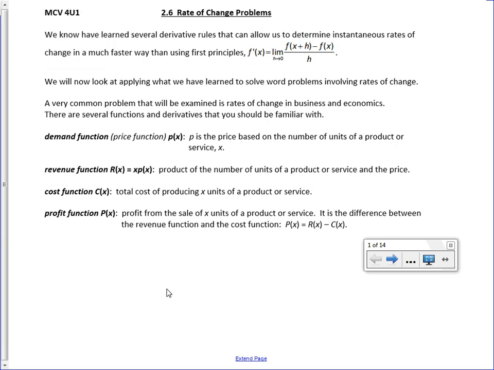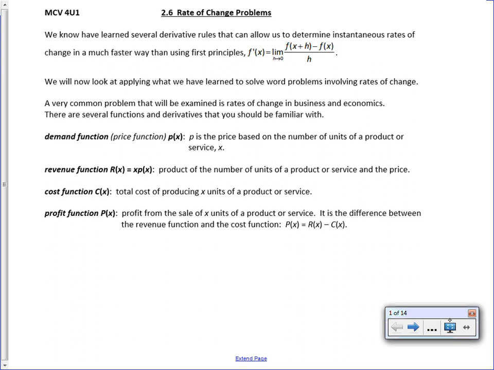Okay, so the last thing is rate of change problems. All you have to recognize now is that we know how to find derivatives. So now we can solve problems that involve rates of change in a much faster way.